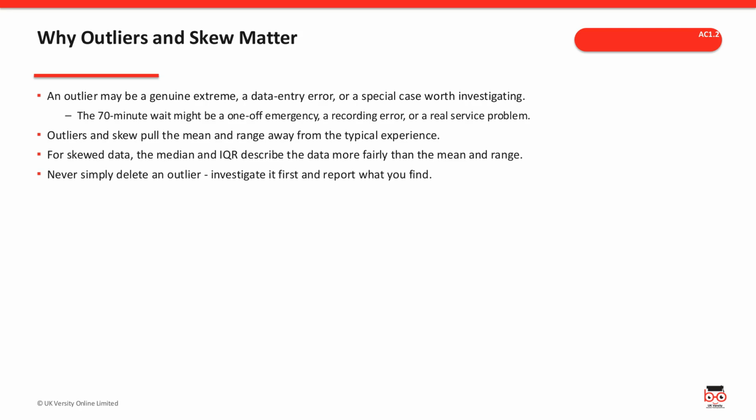Why does all this matter? Because an outlier might be a real extreme, a typing error, or a special case worth a closer look. That 70-minute wait could be a one-off emergency, a recording slip, or a real sign the service is struggling. Outliers and skew both drag the mean and the range away from the typical experience, which is why the median and interquartile range describe skewed data more fairly. And the golden rule: never just delete an outlier, investigate it first, and report what you find.